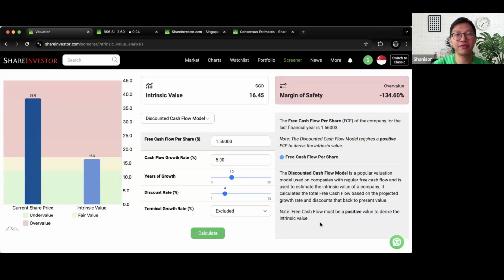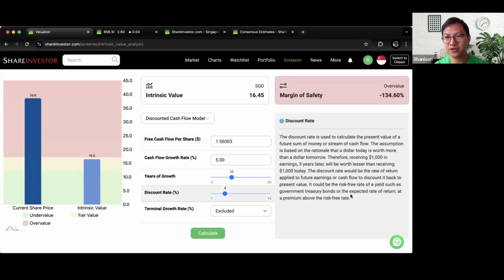Why do you get the discount rate for this intrinsic value? The discount rate, as we shared, you can adjust. It's actually the risk-free rate, which is the default we have, but you can change it based on what you think is appropriate, and if you want to be more aggressive or not.